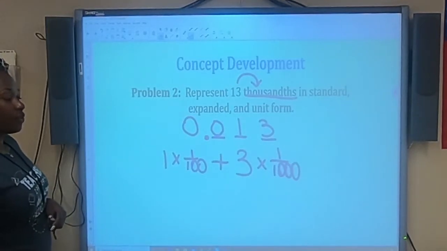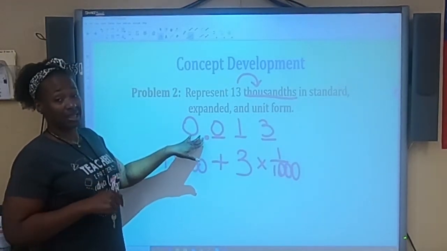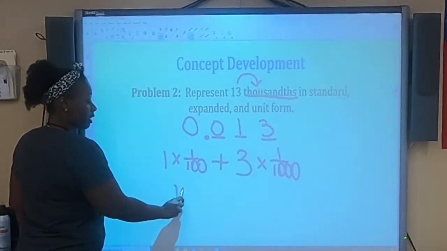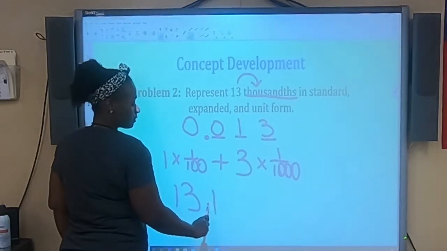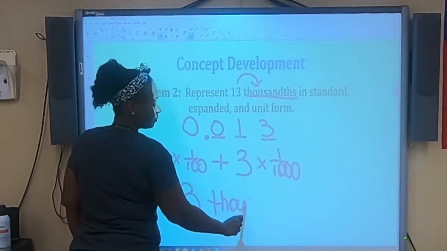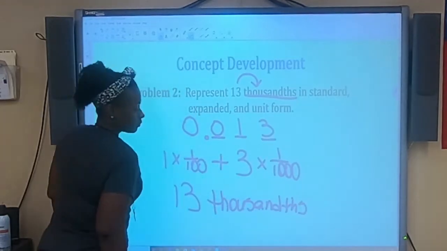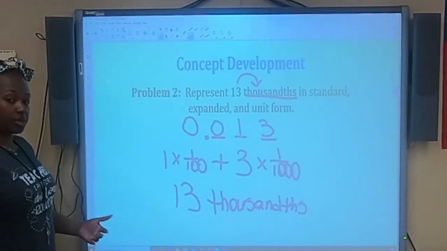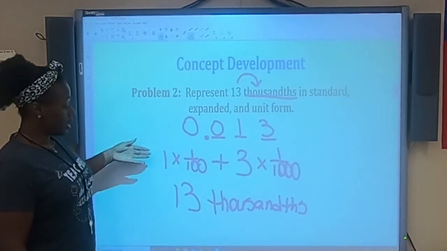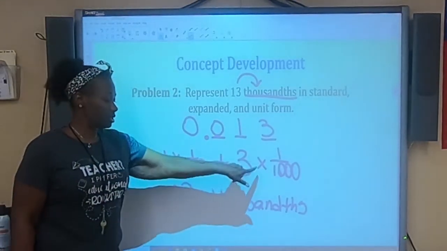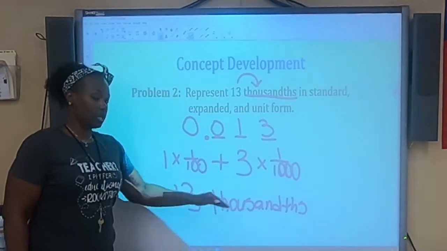Now for my unit form, remember that is simply writing my number. I'm going to pretend like the decimal is not there. So all I need is the number and the last unit, which is thousandths. So there's our 3 forms. We have standard, which is all digits. Expanded, which uses multiplication sentences. And then unit, which has a number and a unit.